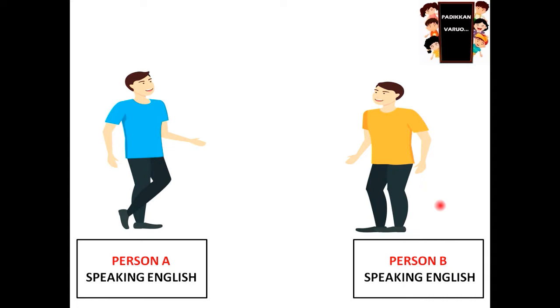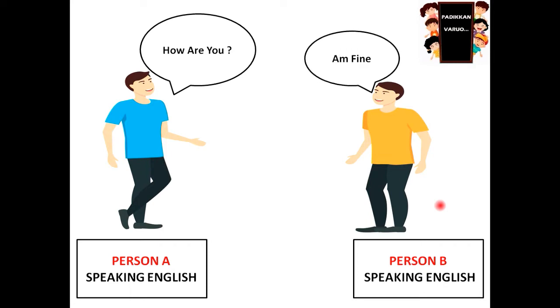Here in these slides you can see two persons, person A and person B. Both of them are speaking in English. That is, both of them can easily understand the keywords used in the language named English. Here person A is asking a question to person B: how are you? And person B is responding to the question in this manner: I am fine. So person B can easily understand the meaning of the question asked by person A. That is the reason why person B is giving a spontaneous reply to person A.